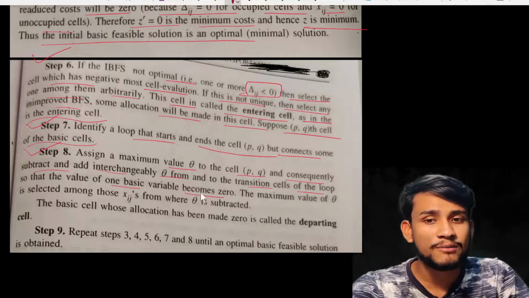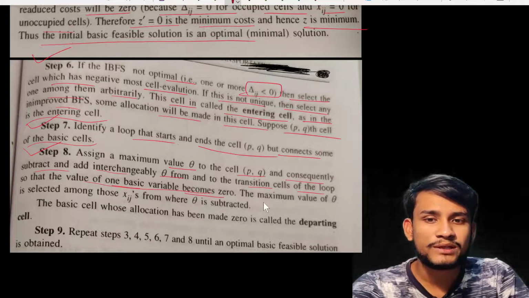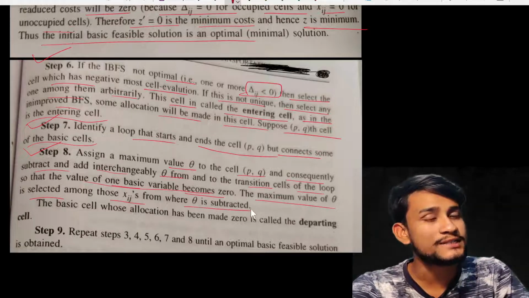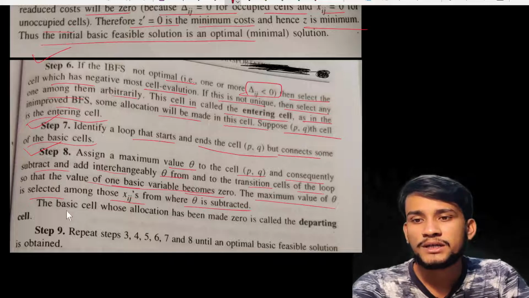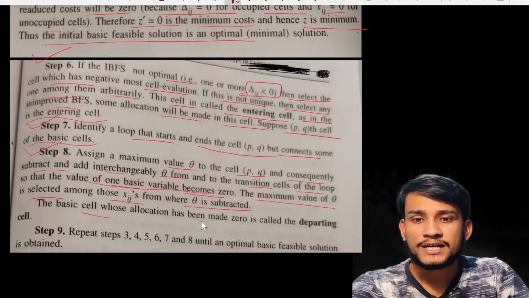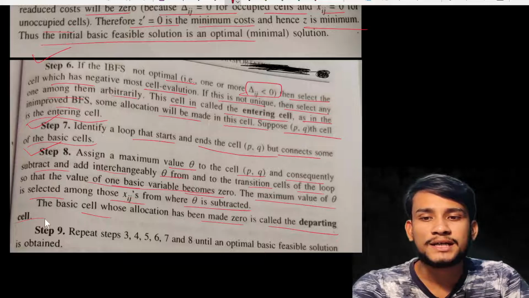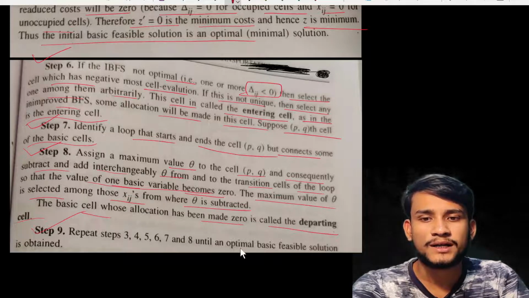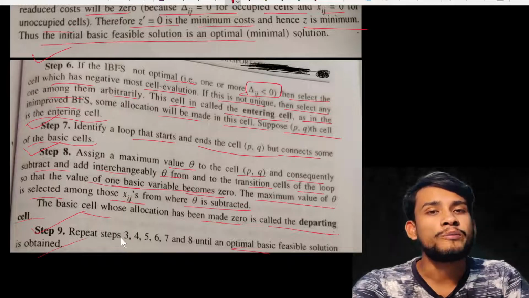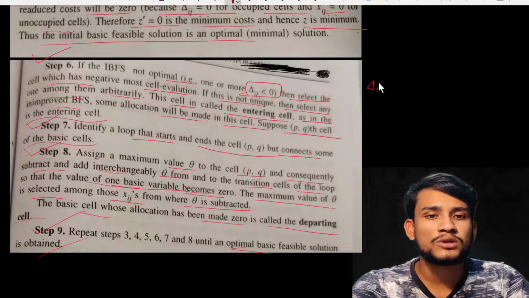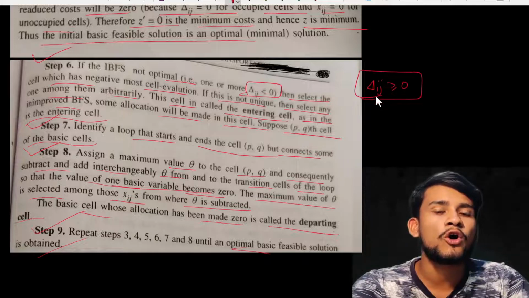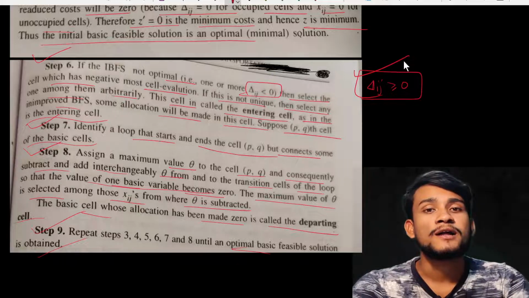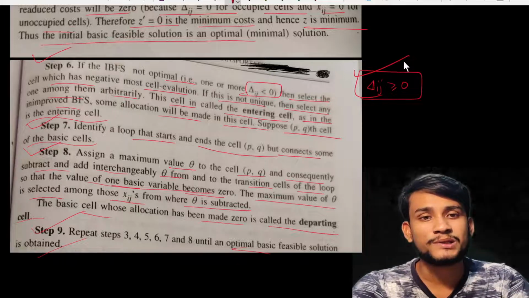So this is our motto. The basic variables become 0, and the maximum value of theta is selected among those xij from which theta is subtracted. The basic cell whose allocation has been made 0 is called the departing cell. Step 9: repeat steps 3, 4, 5, 6, 7 and 8 until the optimal basic feasible solution is obtained. Our motto is to show delta ij is greater than or equal to 0 for all ij. If this is satisfied, then the initial basic solution obtained by Vogel's approximation method is optimal.